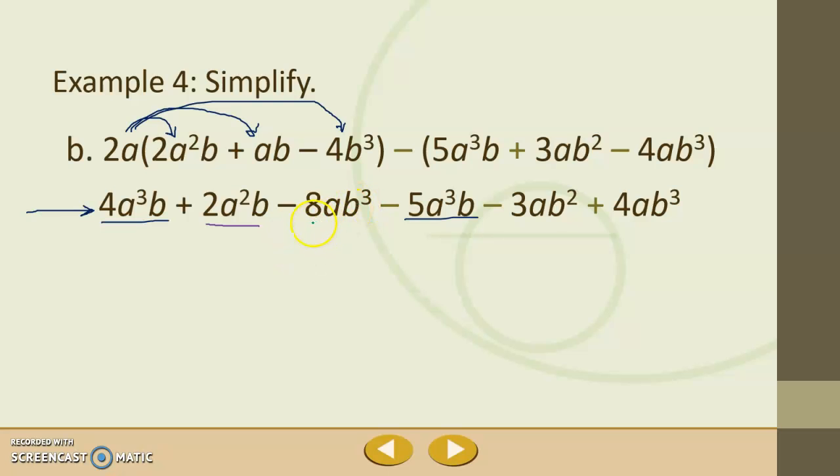Here we have an ab cubed term, and here we have an ab cubed term. So we can combine those two. And lastly, we have an ab squared term, and nothing else that we can combine with that ab squared term. Remember, we're looking at the variables and the exponents to see what we combine. They must have the same variable with the same exponents in order to combine them through addition and subtraction.